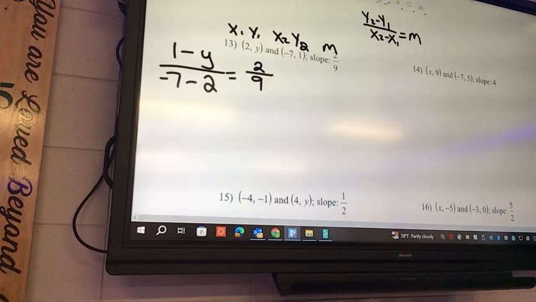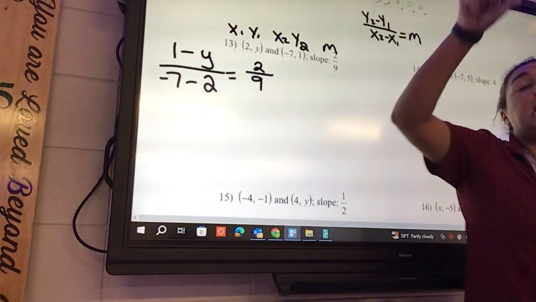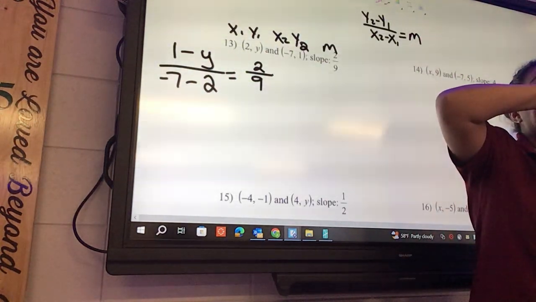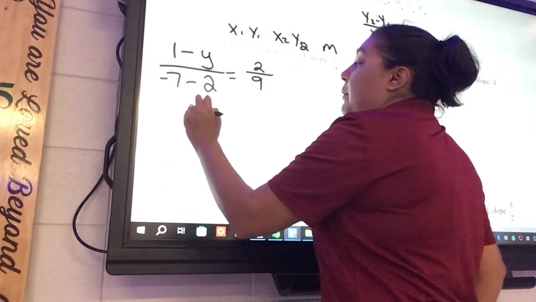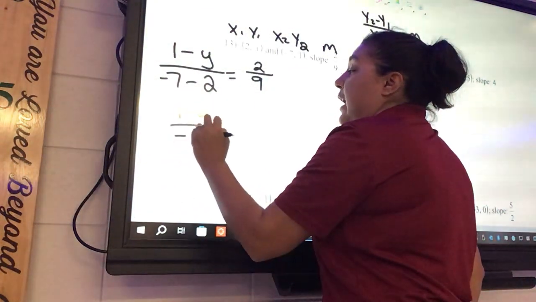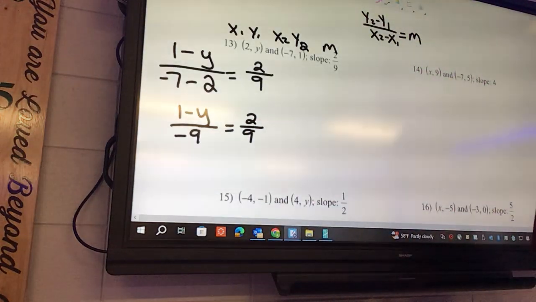What you're going to start to do first is just do the bottom part of the fraction. So what is negative 7 minus 2? Negative 9. So we're going to get 1 minus y over negative 9 equals 2 over 9.